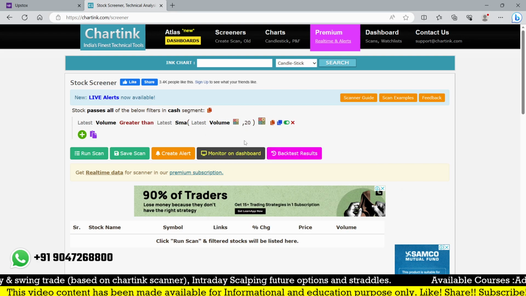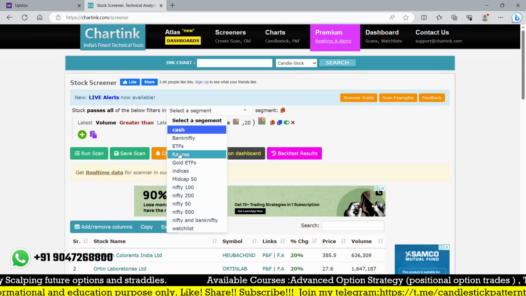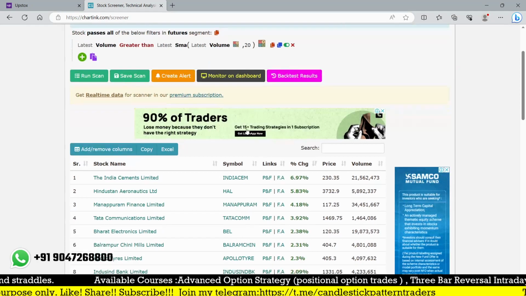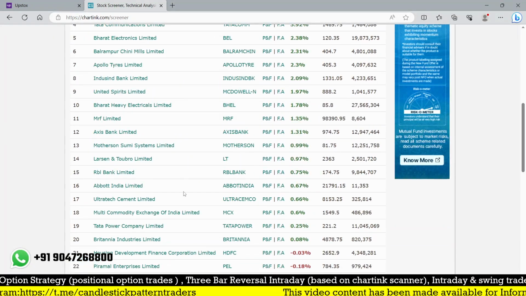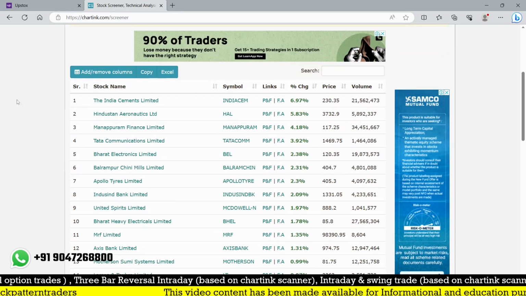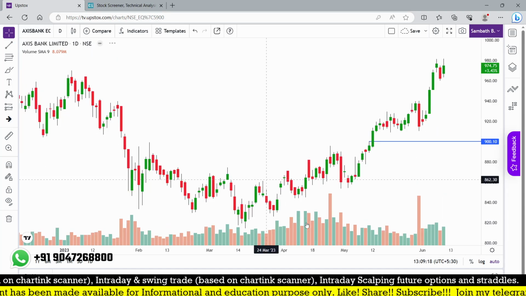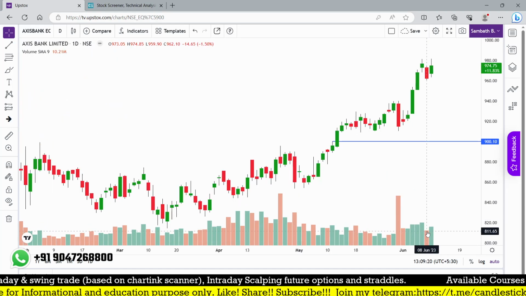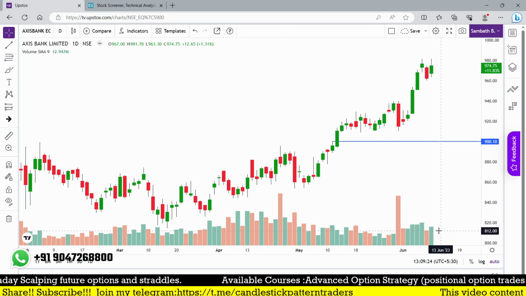If you give this, it will filter. Let me go for futures and options, future stocks, India Cement. So we got almost 53 stocks having this volume. Let me check Axis Bank, a random stock. So what is happening here? Look at this. Compared to the previous day, this volume is greater than the previous day's volume.